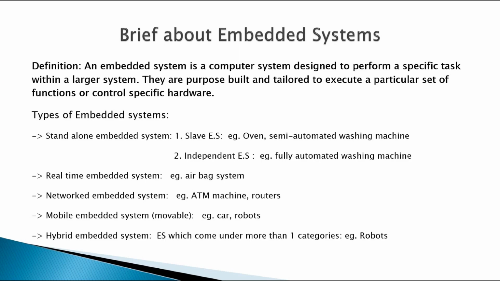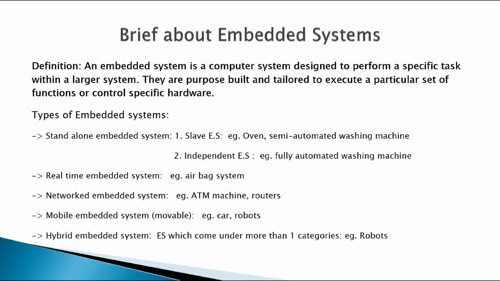Next, networked embedded system. A networked embedded system is an embedded system that is equipped with network connectivity capabilities, allowing it to communicate and interact with other devices and systems over a network. For example, ATM machines, routers. Now, mobile embedded system. These systems are integrated into devices or platforms that can be easily moved or carried, as they often serve specific functions or applications in mobile environments. For example, cars, robots.